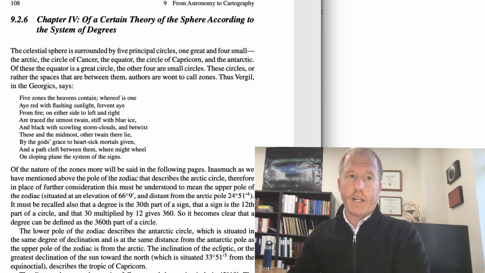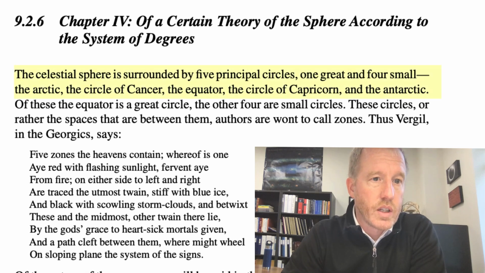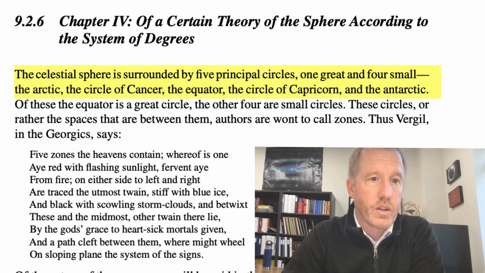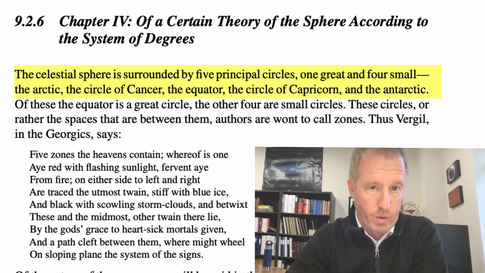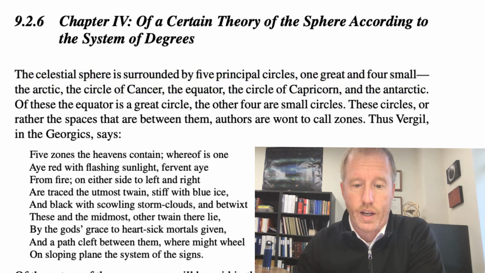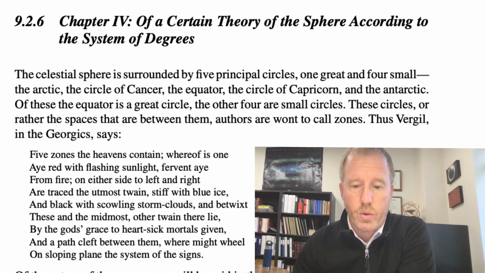So if you look at chapter 4 on page 108, he says that the celestial sphere is surrounded by 5 principal circles. That's what he talked about in the last chapter. 1 great and 4 small: the Arctic, the circle of Cancer, the equator, circle of Capricorn, and the Antarctic. He's talking specifically about the circles that are horizontal circles. So if I were to draw the celestial sphere like this, here he is talking about the specific locations of these.